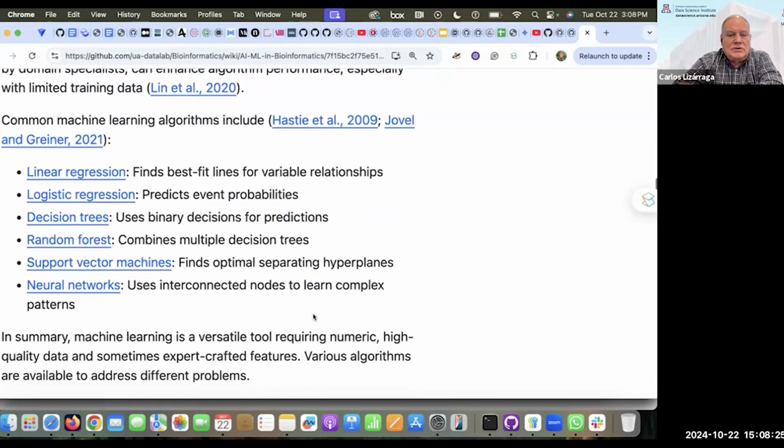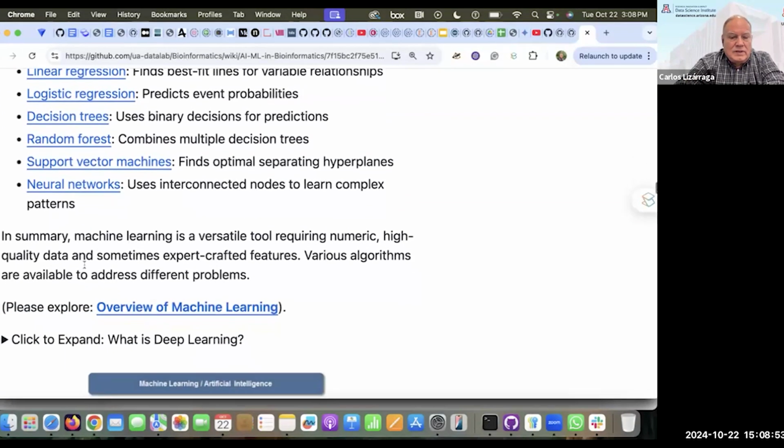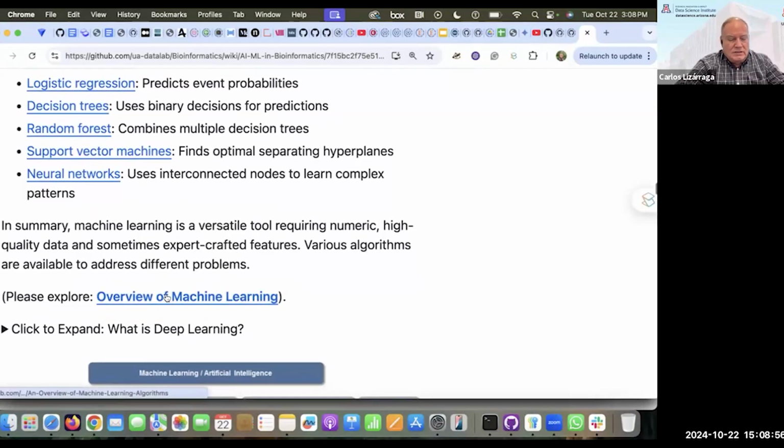Okay, and also you will find specific topics like linear regression or logistic regression. So all the regressions are just trying to predict a number. And then you have decision trees, random forest, and support vector machines. These are used for classifying things. And at the end, you will have neural networks, which are more complex. Okay, you will find here a link to our notes, an overview of machine learning, that you can explore.